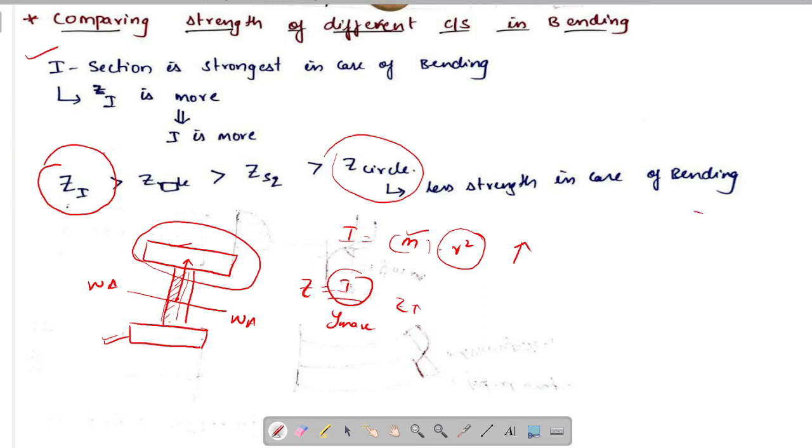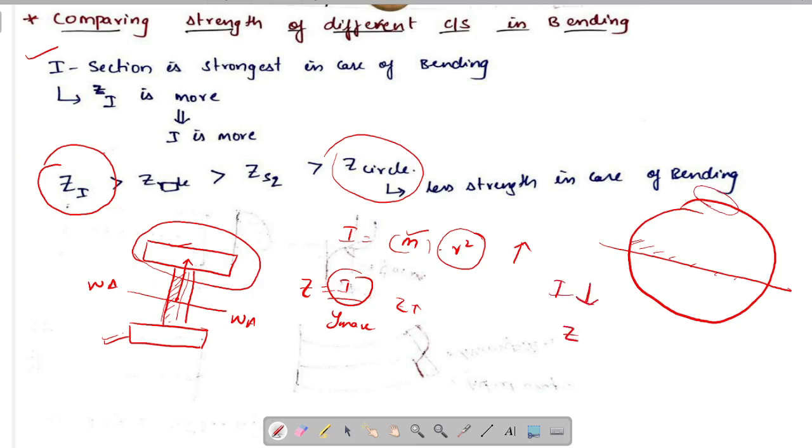If we observe the circular section, at the neutral axis, mass concentration is more, whereas farther from the neutral axis, mass concentration is less, decreasing from the neutral axis outward. So, I will be less in this case. So, section modulus will be less in this case. I hope you understood how to compare section modulus. If they ask in the exam, without calculating, we can compare it this way.